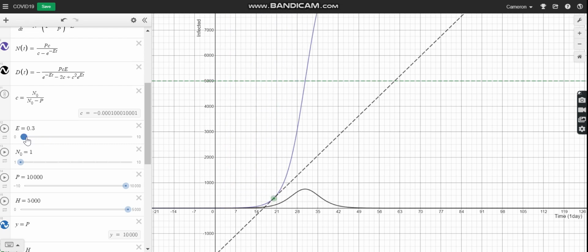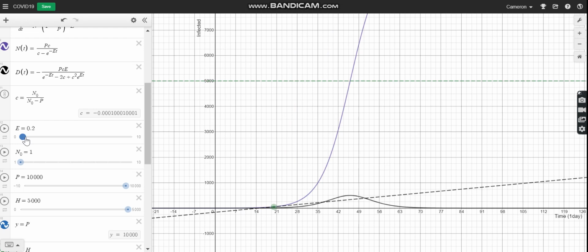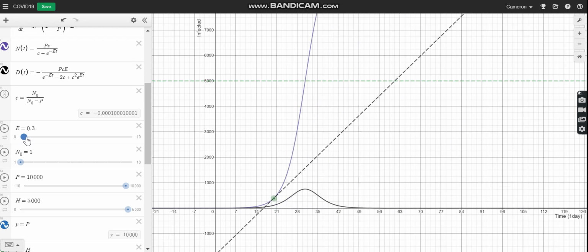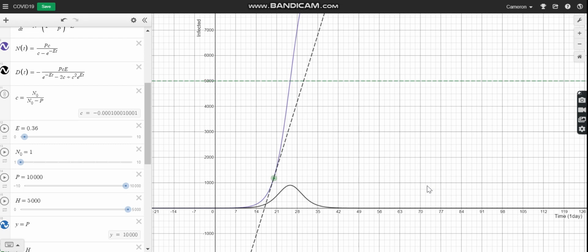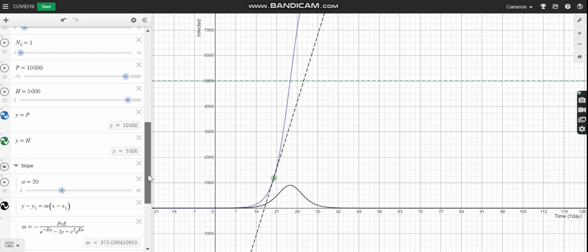And if we keep going all the way to 0, there is no curve, because everyone stays inside and the disease will die out really quick. But it's kind of a double-edged sword, because the longer you stay inside, the longer that this disease is going to affect us. But that's okay, because not as many people are going to die.